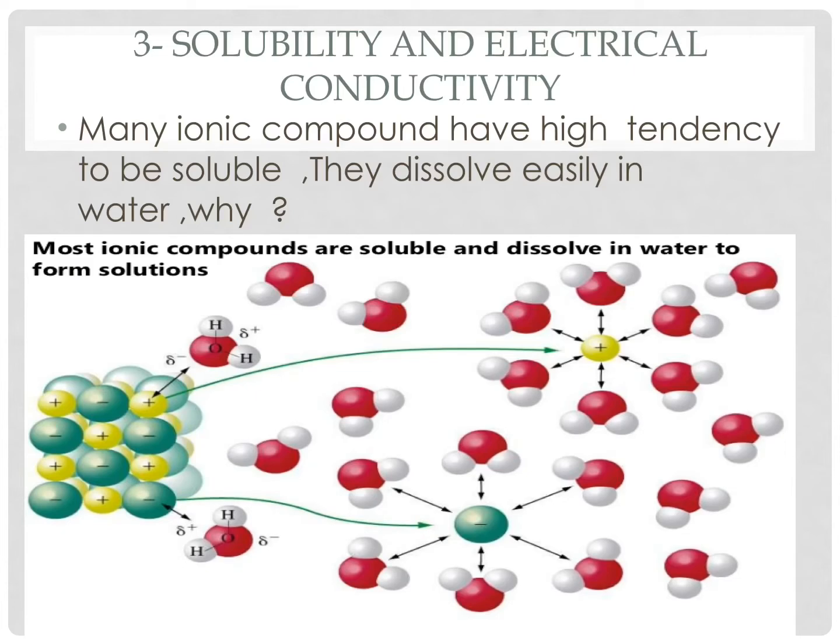Okay, let's talk about the third property of ionic compounds: solubility and electrical conductivity. Actually, electrical conductivity, to be very specific. Many ionic compounds have a high tendency to be soluble. They dissolve easily in water.